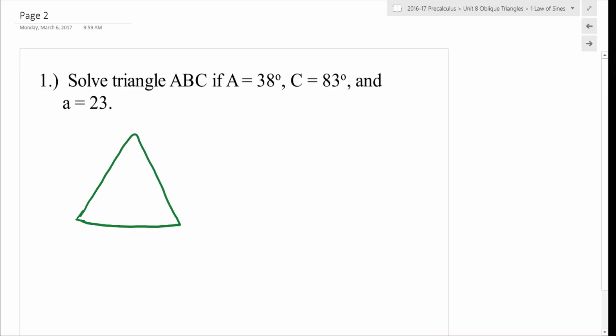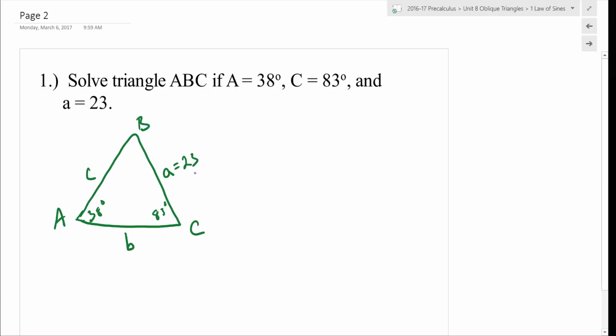I'm going to label my vertices A, B, and C, and I'm going to label the sides a, b, and c. Notice that the sides are opposite their corresponding vertex. Side B is opposite angle B. I'll label the things that I know. I know that angle A is 38 degrees, and angle C is 83 degrees. I also know that side A has a length of 23.